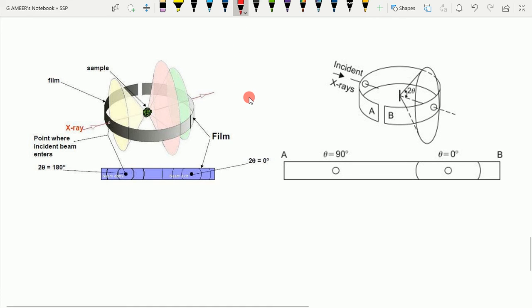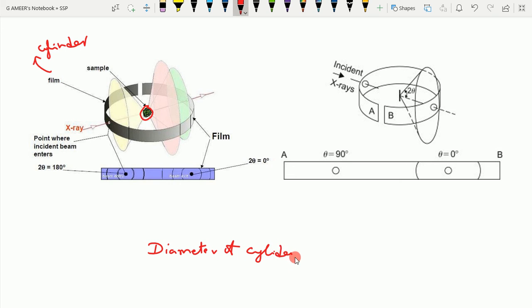So in this powder method, a sample is taken in the form of a powder. This is the sample here. This is placed at the center of a film that will be in the form of a cylinder. This is the film in the form of a cylinder. Okay, the diameter of the cylinder is provided. Let us take the diameter of the cylinder as D.